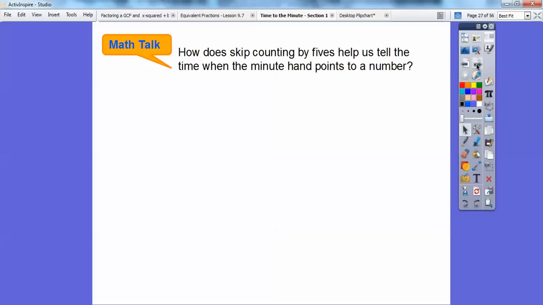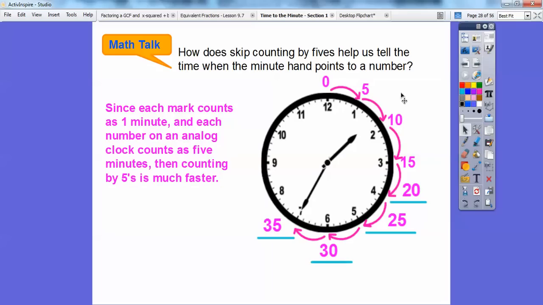Okay, so how does skip counting by fives help us tell the time when the minute hand points to a number? Well, when we look at this, since each mark counts 1 minute and each number on the analog clock counts as 5 minutes, we can just count by fives. So if the minute hand is on one of the numbers, then we can just count by fives.